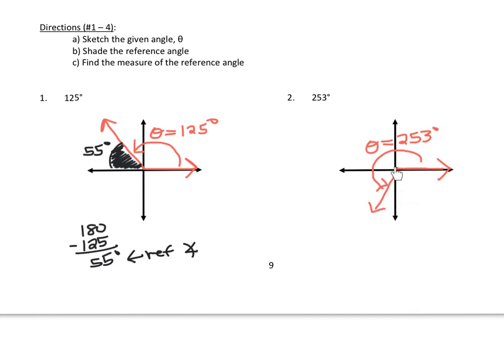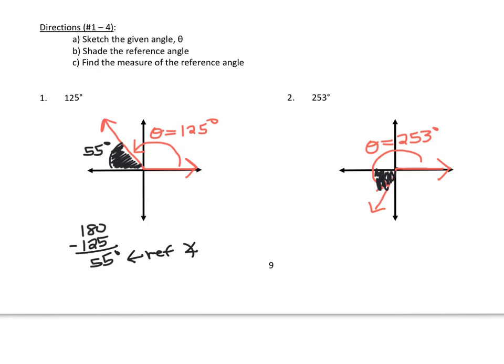So if this is our terminal side, and we want to get to the x-axis, if we go this way, that would be an acute angle. Okay, so this is where our reference angle is going to be. So it wants us to shade that in part B, so I'm just going to shade it black like we did in number 1. Okay, so we're going to shade this right here. Okay, now we have to figure out how many degrees there are in this reference angle. Okay, letter C says find the measure of the reference angle.